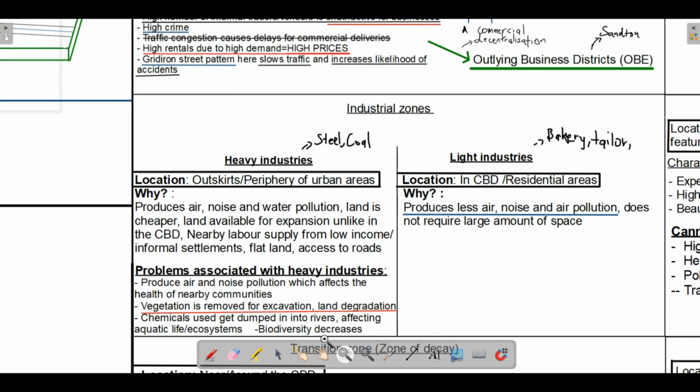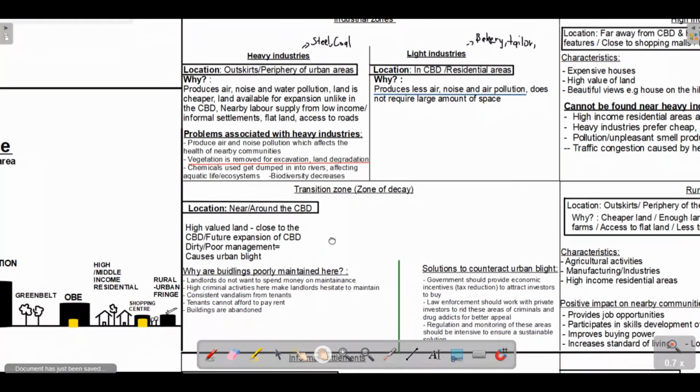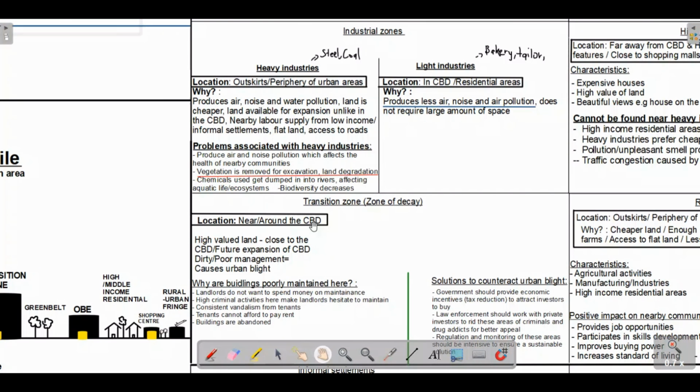I need you to know that heavy industries are away from high income areas and away from middle income areas, but close to informal settlements and low income residential areas. Okay, note that. Now let's move on to the next one, which is the transition zone. So that's our next land use zone.